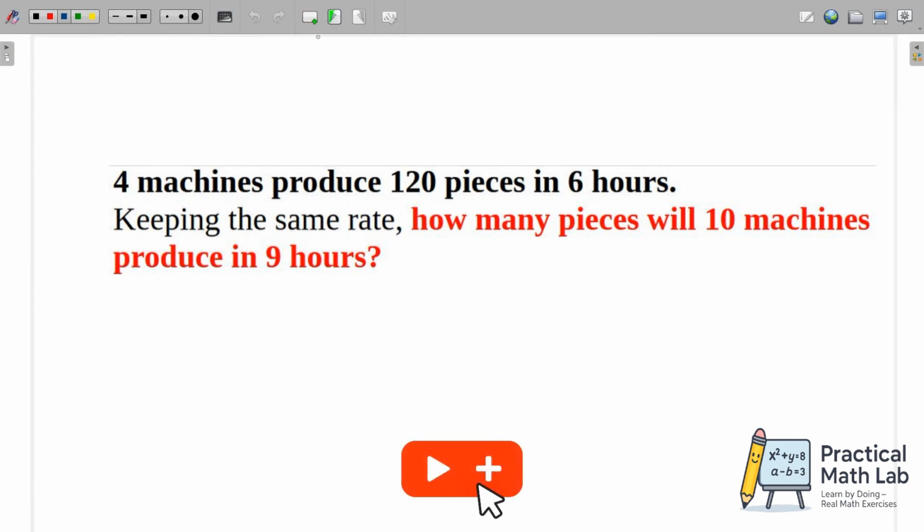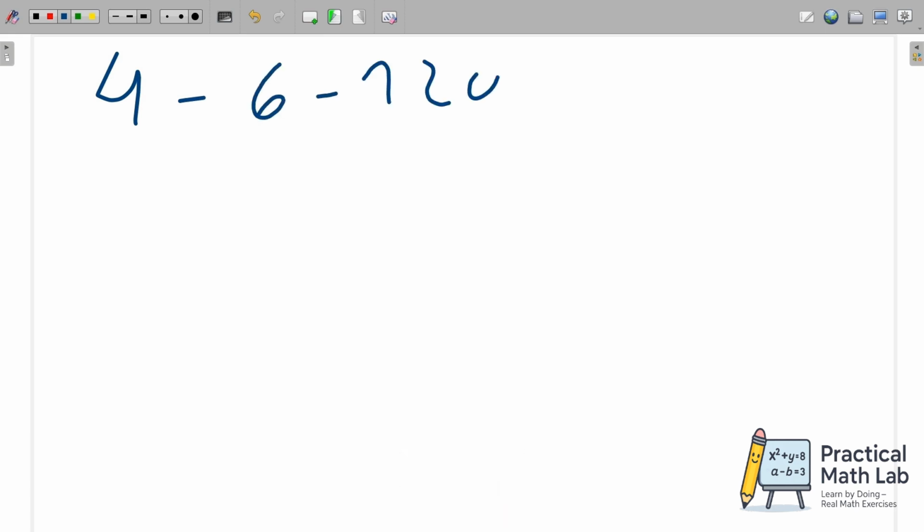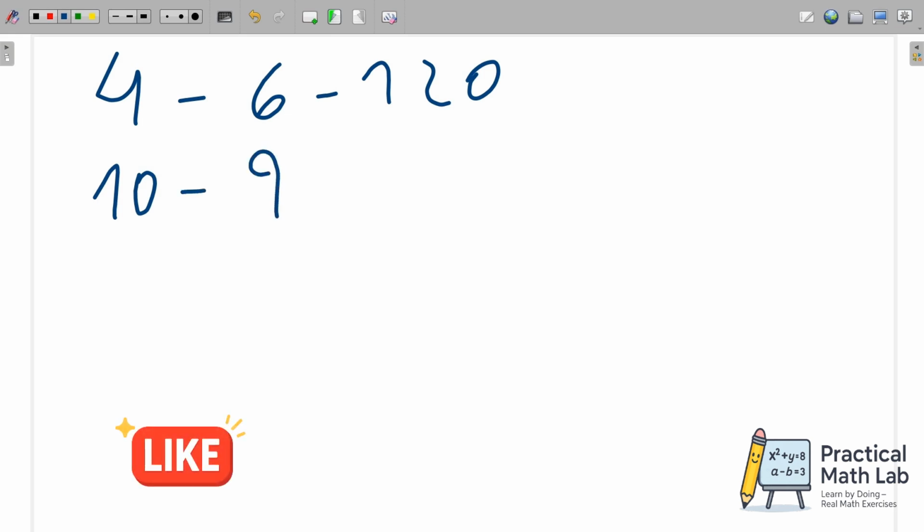4 machines produce 120 pieces in 6 hours. Keeping the same rate, how many pieces will 10 machines produce in 9 hours? 4 machines produce 120 pieces in 6 hours. How many pieces will be produced by 10 machines in 9 hours?